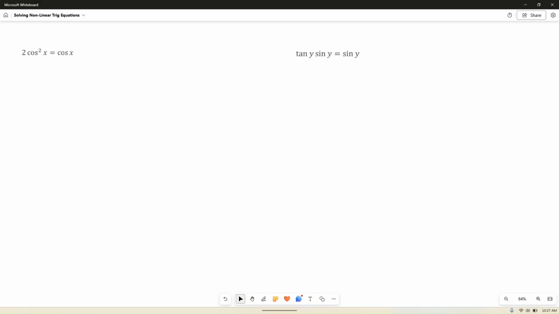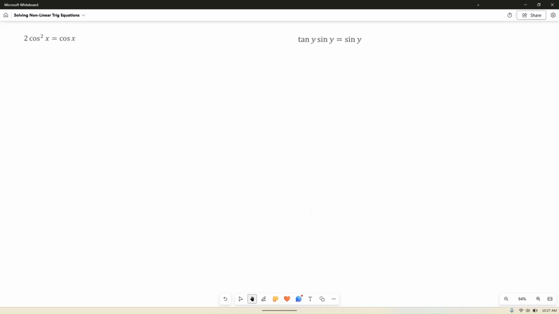Let's look at solving some trig equations that involve nonlinear expressions of our trig function. For example, we might have a cosine squared, or a product of trig functions like tangent times sine. Usually this is going to involve some algebraic techniques, primarily factoring. So let's try a few examples here.